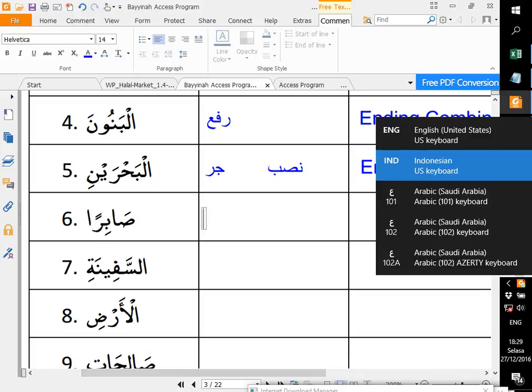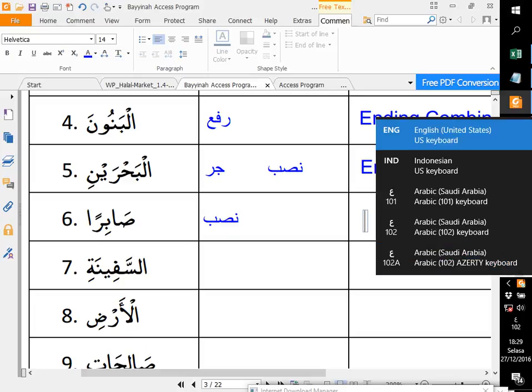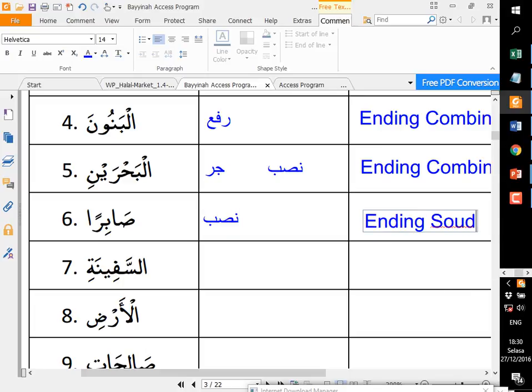And let's continue. Sabiran. What is it? Nasb. Okay. It is for ending sound. It's singular. It means that this word has two possibilities. It can be a jar, and it can be nasb. And what exactly defines this word will be the context, the whole sentence. But we don't know the whole sentence.